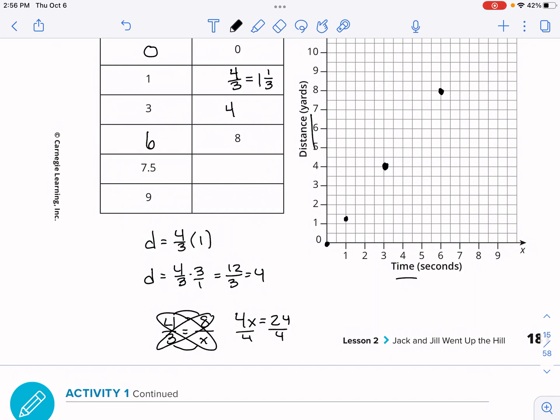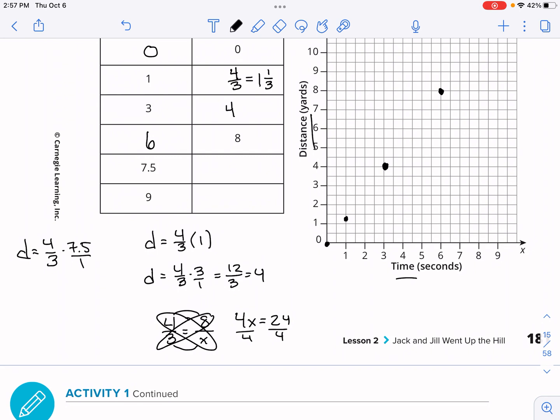All right, let's do the next one, which is we're going to set up a proportion for this. 7.5 seconds. I don't know why they're giving that to us, but let's deal with it still. So distance is equal to 4/3. The time here is 0.75. We'll put this over 1.